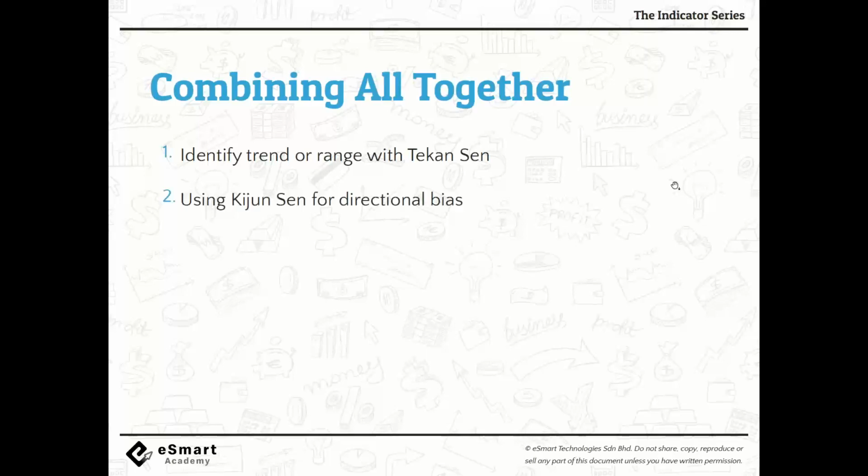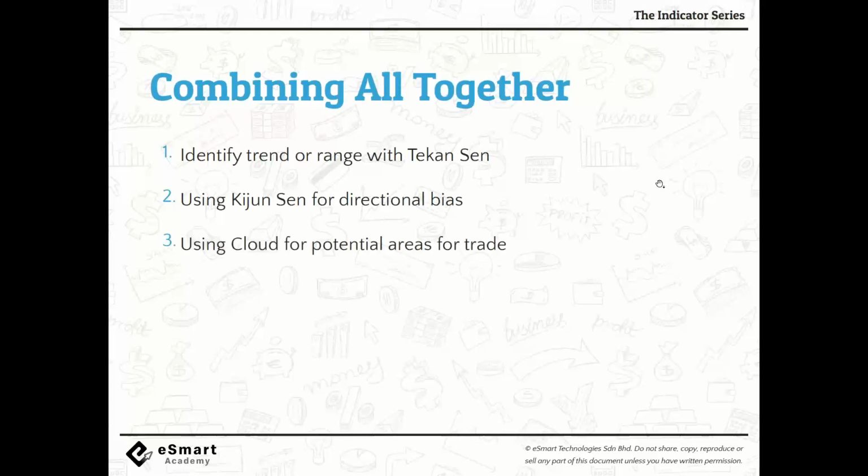So the next one, we look at the Kijun Sen, because again, we want to know whether we want to buy or sell. If the market is in a trend, it can trend up, it can trend down, right? So what you do is you use the Kijun Sen to help you determine, is the market going up or is the market coming down? Very straightforward. You pick a direction using Kijun Sen.